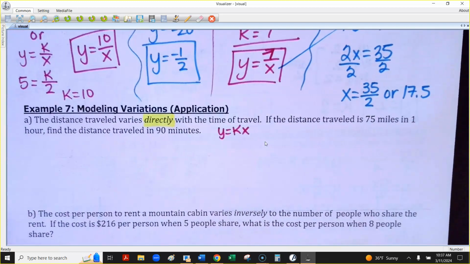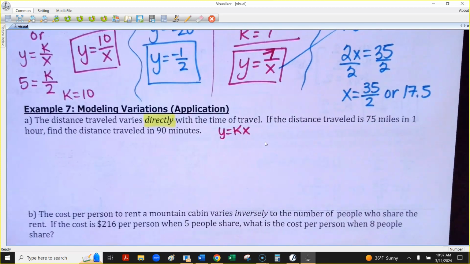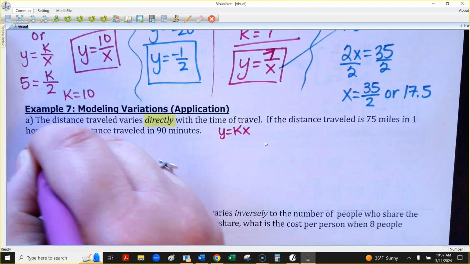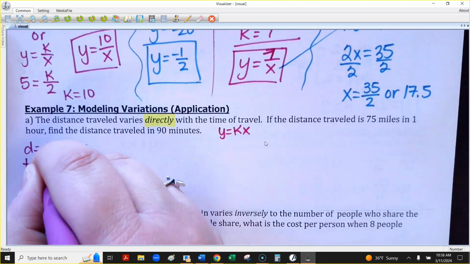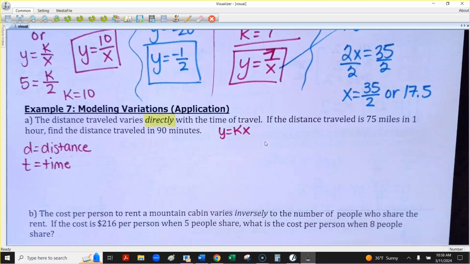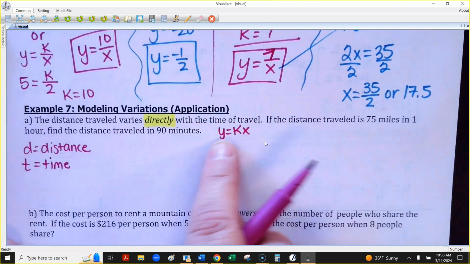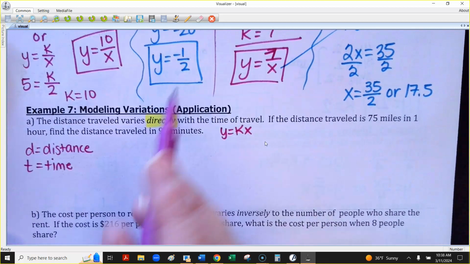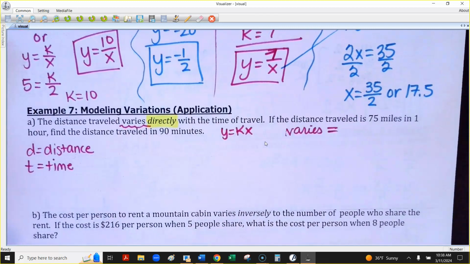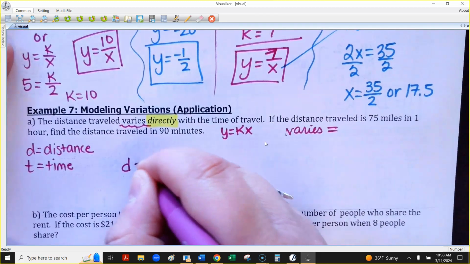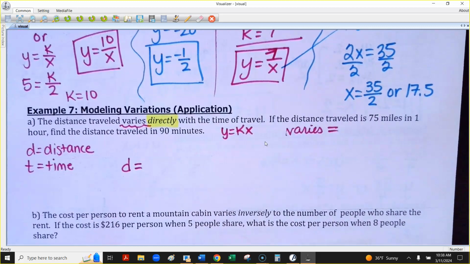That's the general format. Now, what I usually tend to do in a problem like this is use variables based on what's in the problem. So I'm going to use d for distance here, and I'm going to use t for time. In this general format, the word "varies," if you see that, turns into an equal sign. So I'm going to write d equals, distance varies. So distance equals directly, so I'm just going to put a k.